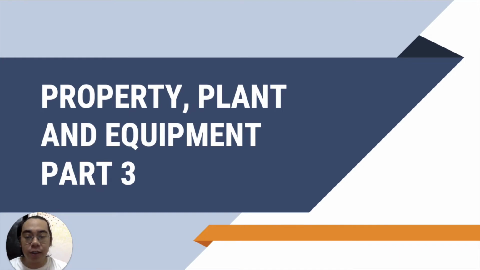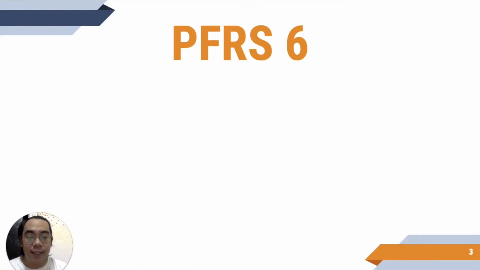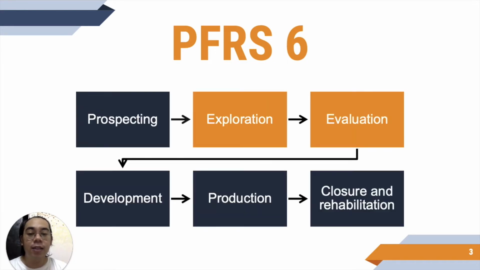So for our first video, we will be discussing exploration and evaluation, and at the same time, depletion later on. Exploration and evaluation, guys, is governed by PFRS 6. According to PFRS 6, ito yung steps in doing mining activities. And then the first step is prospecting. You look for potential sites or potential areas where to conduct your mining activities.